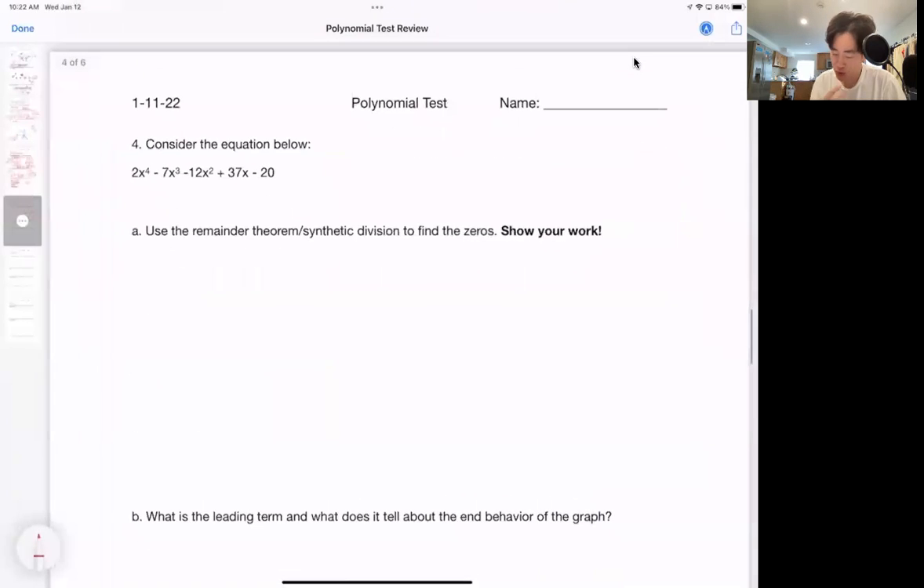Halfway there, let's go to the next question. Use the remainder theorem and synthetic division to find the zeros. Now, this is a fourth degree function, so it's going to take some time. So we're finding the zeros of this.